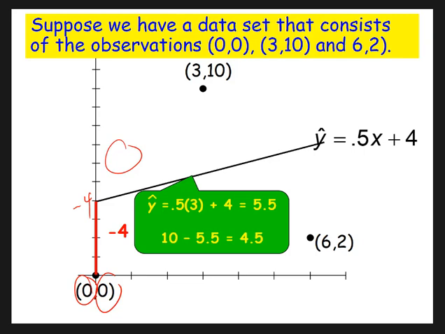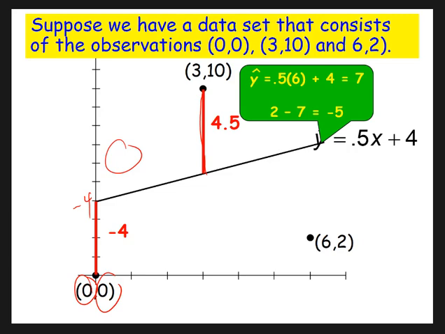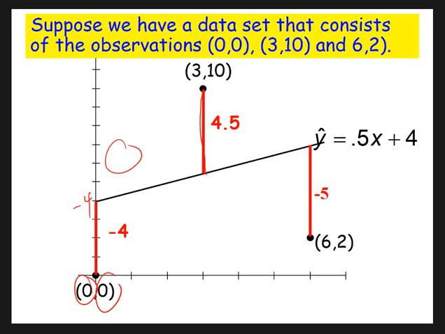For 3, 0.5 times 3 plus 4 is 5.5. Compare that to the 10, that's a difference of 4.5. Put in the 6: 0.5 times 6 plus 4 is 7. Compare that to the 2 here. That's a difference of 5, so it's a negative 5.